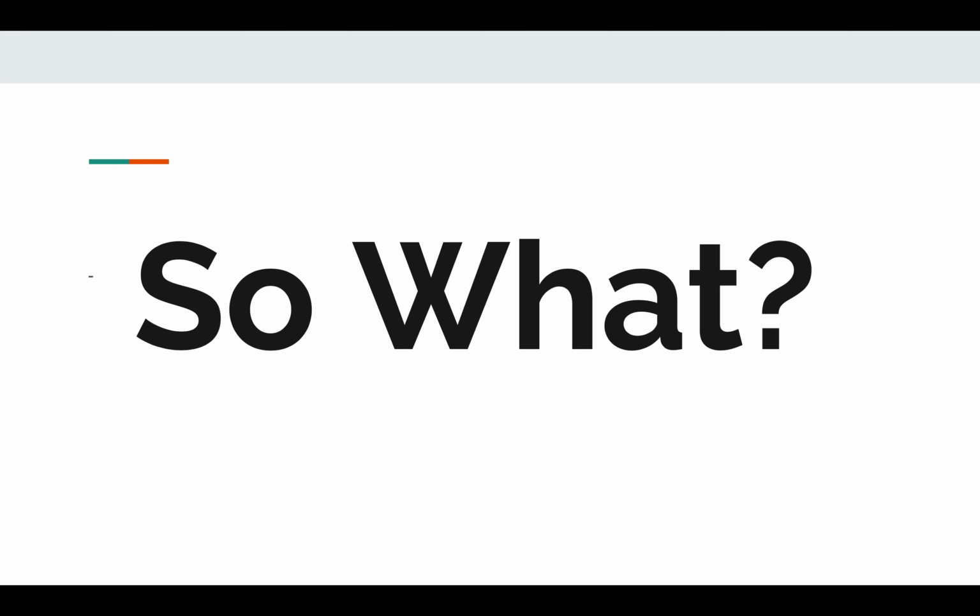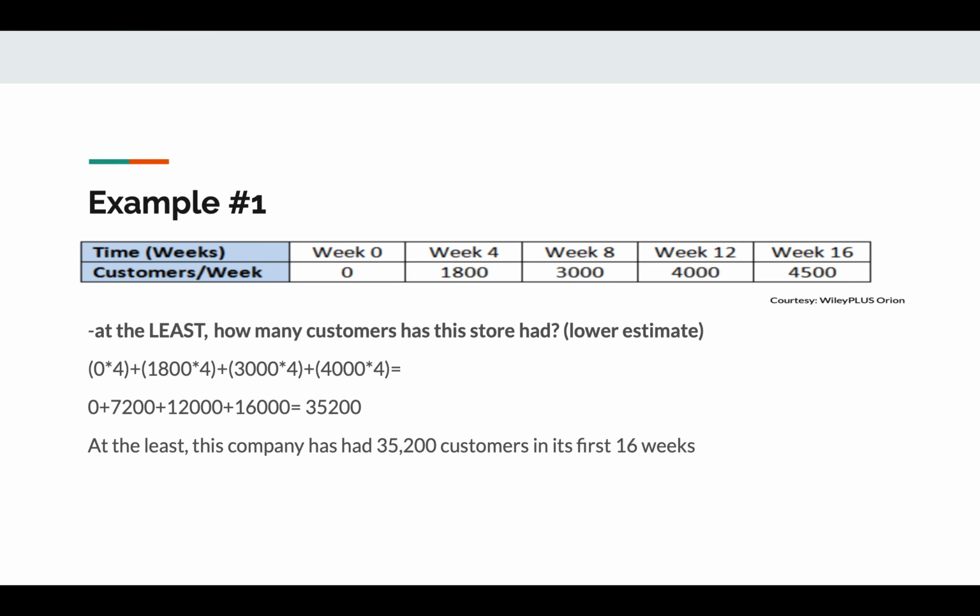You might be asking yourself, so what? What do I do with all of this information as we lead up to either the final or maybe even the real world? Here's an example. Using the same data as I got earlier from Wiley Plus Orion, we're going to take at the least how many customers has this store had in its first 16 weeks. So it's asking us at the least. That means that our n, which is equal to the total number of data points minus 1, is going to be 4. You might also remember that the change in t for this example is 4 as well. Because it's asking for the least, we're going to cut off this week 16 number of 4,500.